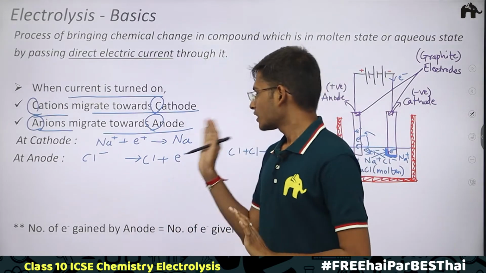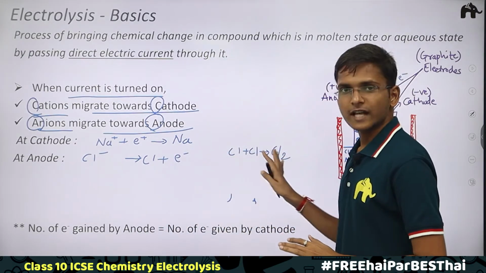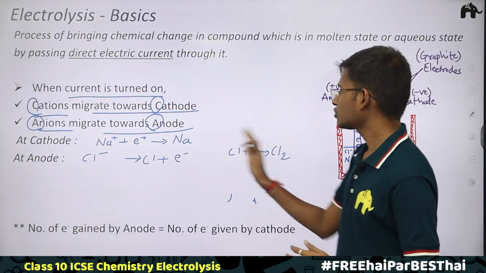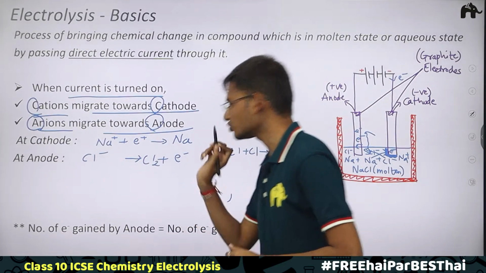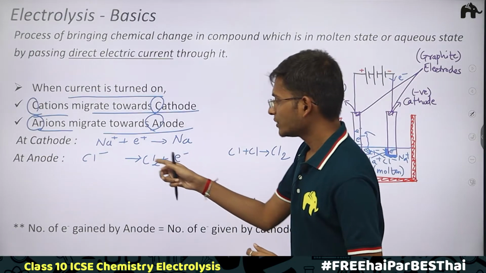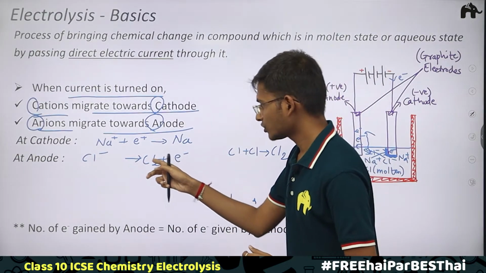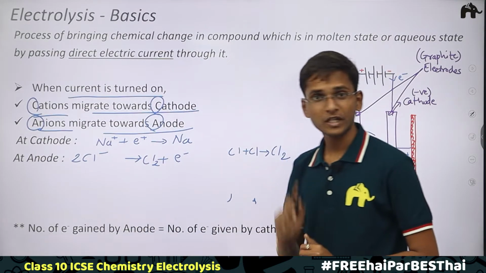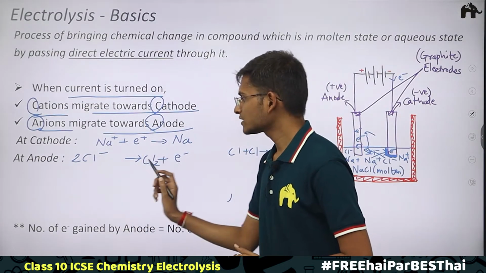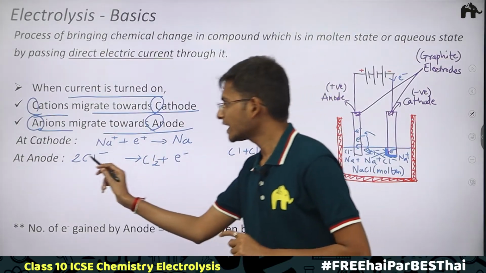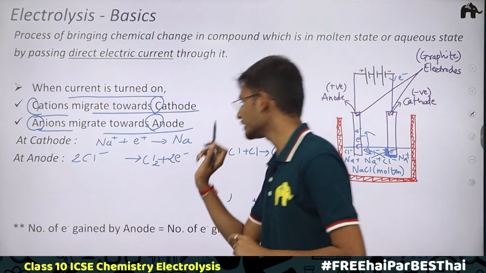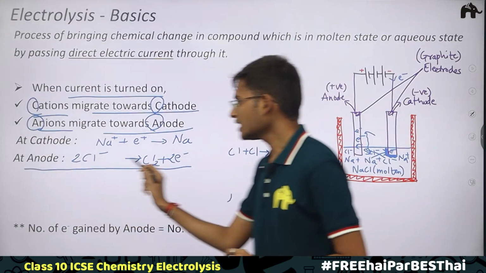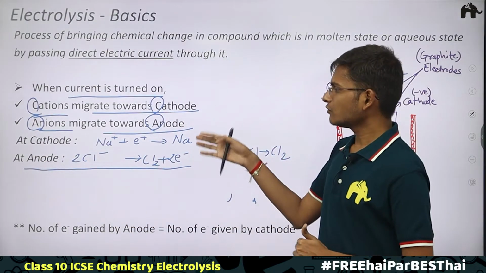Clear? Now we would write what is actually happening at the anode. We know a chlorine molecule is getting formed, so I would just write here the chlorine molecule. But if I am making two chlorine atoms, since a chlorine molecule has two chlorine atoms, I need two chloride ions, right? Now I have two chloride ions, so they won't give me one electron. They have two negative charges, so they would give me two electrons. Clear? This is the reaction which is taking place at the anode. Understood?